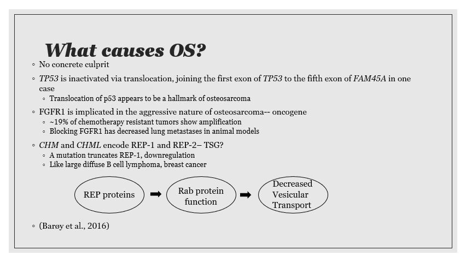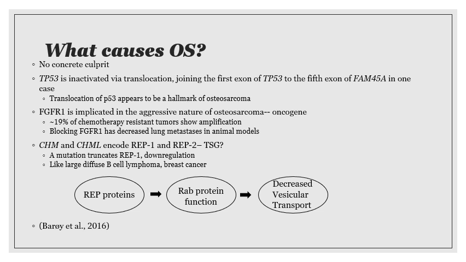FGFR1 is also an oncogene that's been implicated in osteosarcoma's aggressive metastasis. Osteosarcoma metastasizes frequently, often to the lungs, but if you block FGFR1 reception, lung metastasis decreases. So it's been implicated that FGFR1 is responsible for the aggressive division and spread of osteosarcoma.